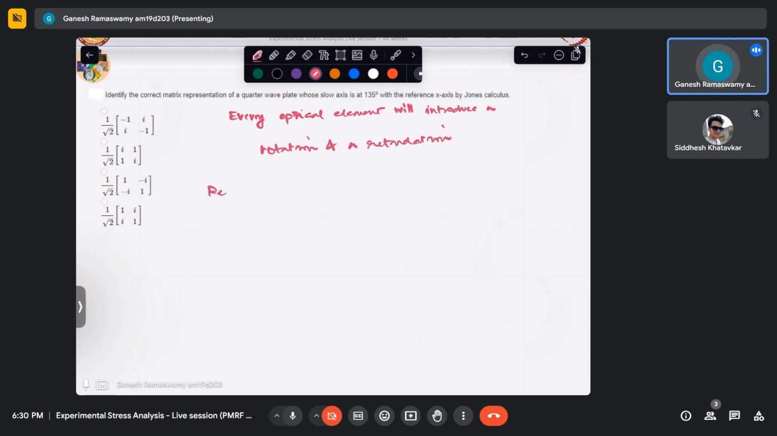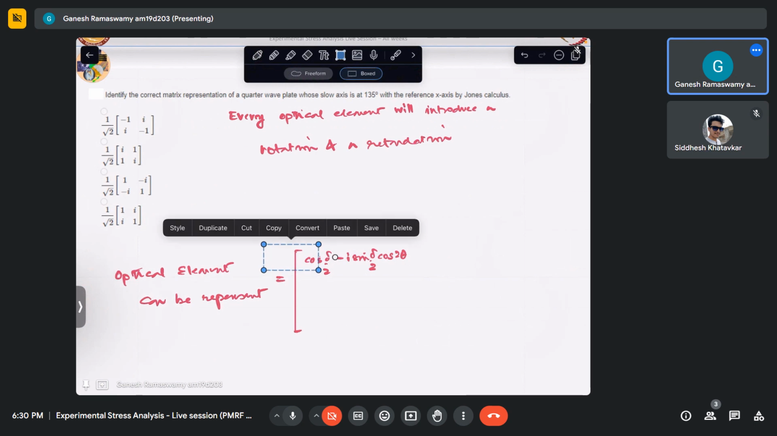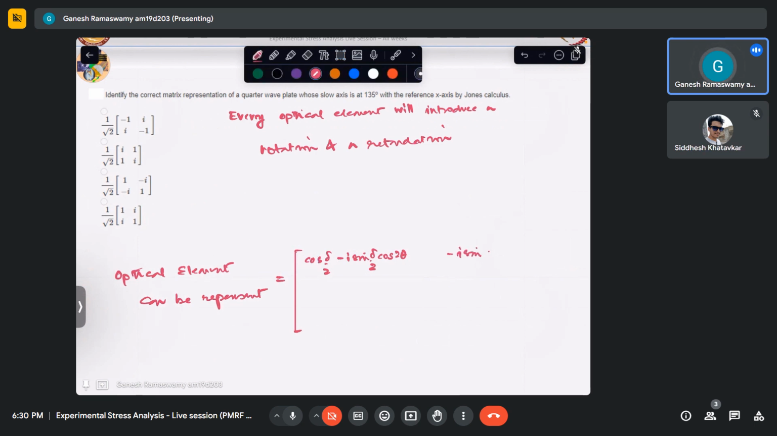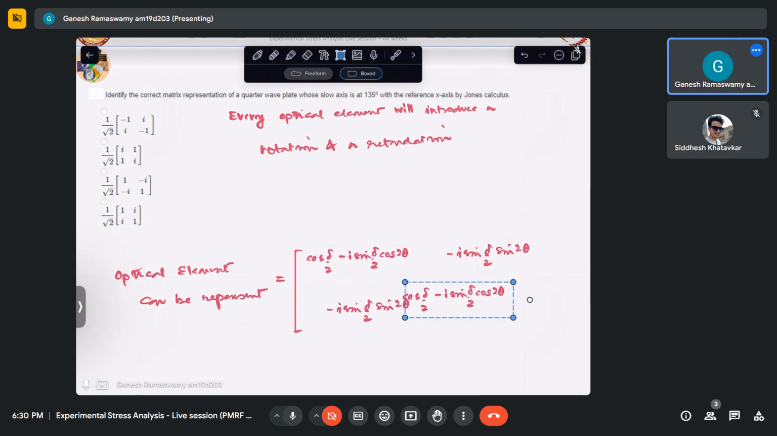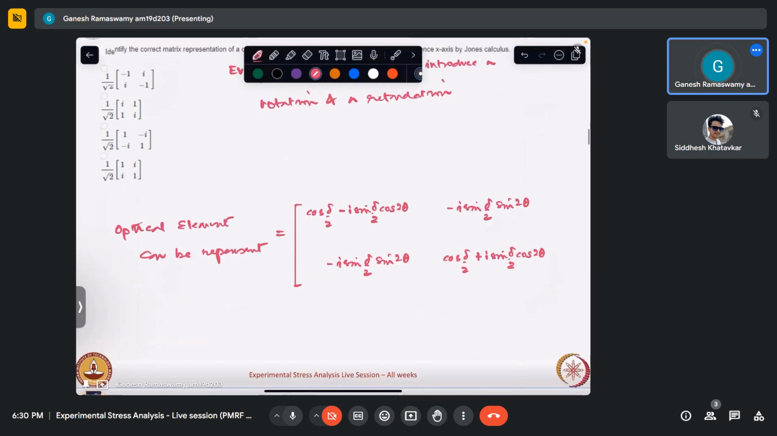So a retarder and a rotator, rather an optical element, can be represented using the Jones matrix as cos delta by 2 minus i sin delta by 2 cos 2 theta, and then minus i sin delta by 2 sin 2 theta. We'll have the same thing here as well, and the same thing here except for one key change that this is minus and this will become plus.